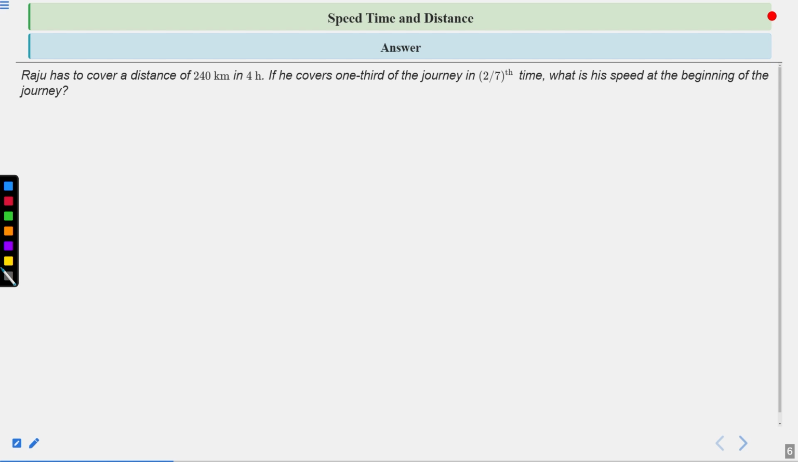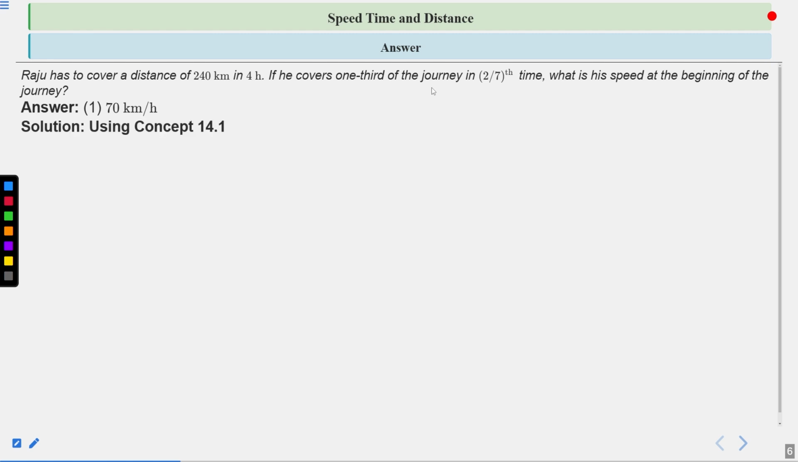The question says that Raju has to cover a distance of 240 km in 4 hours. So we can calculate the speed: distance upon time gives the speed. The question says that he covers one third of the journey, so the total distance is 240 and we take one third. He covers the one third journey in 2/7 of the time, so we also calculate 2/7 of the 4 hours. The question asks what his speed is at the beginning of the journey. The correct answer of this question is the first one, which is 70 km per hour.